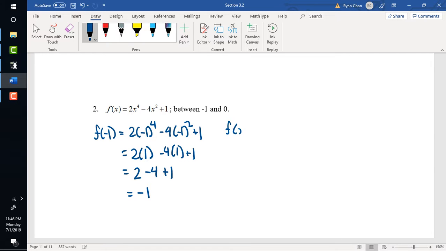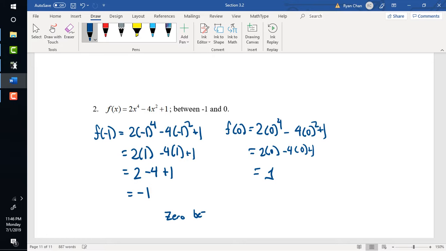Then plug in 0. This is positive 1. So since it goes from negative to positive, that means there is a 0 in between negative 1 and 0.